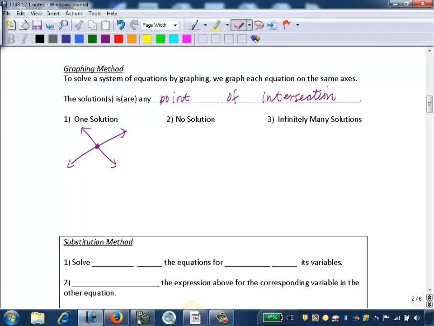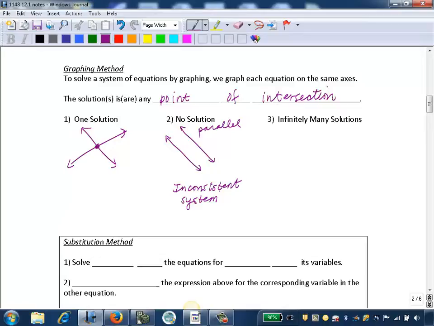Our second option, if we have two lines that are parallel, so these are parallel lines, then they will never intersect. So that means there's no solution to the system. And we actually call this an inconsistent system. That kind of makes sense. It's not consistent, it doesn't have an answer, so there's no solution, it's inconsistent.